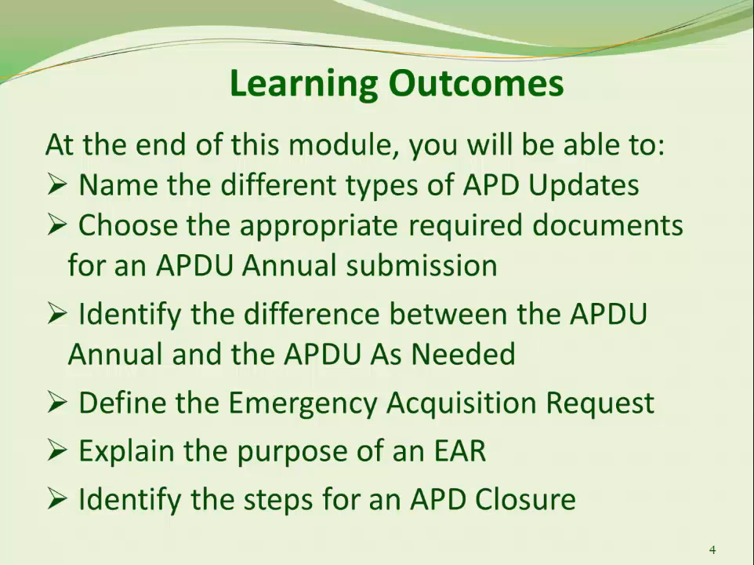At the end of this module, you will be able to name the different types of APD updates, choose the appropriate required documents for an APDU annual submission, identify the difference between the APDU annual and the APDU as needed, define the emergency acquisition request, explain the purpose of an EAR, and identify the steps for an APD closure.